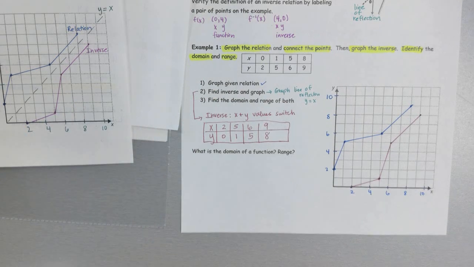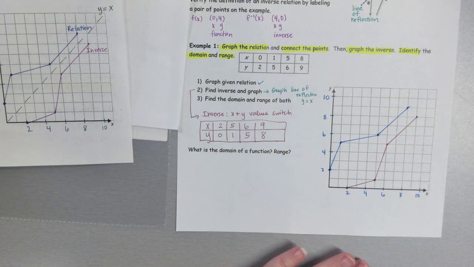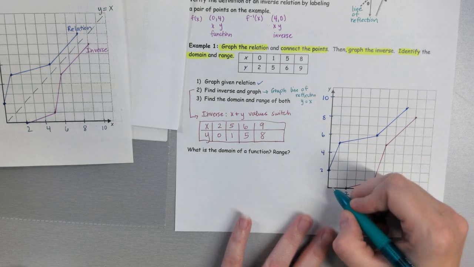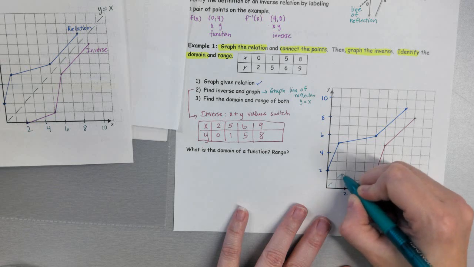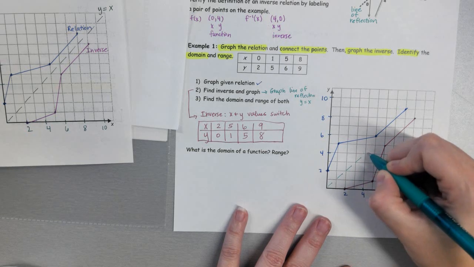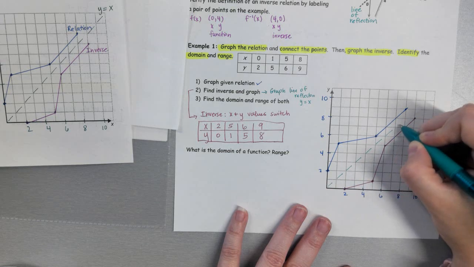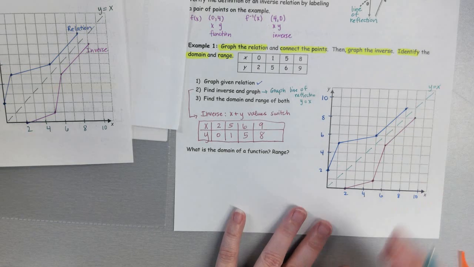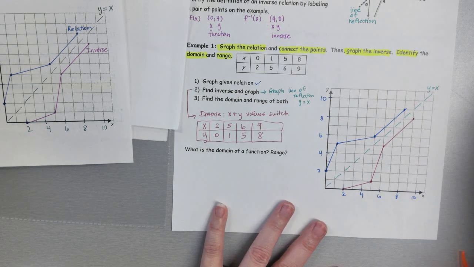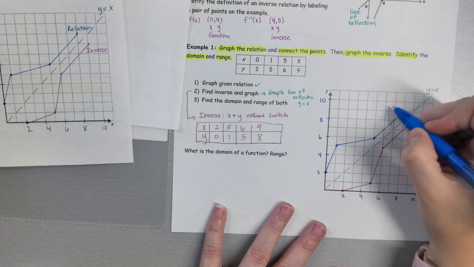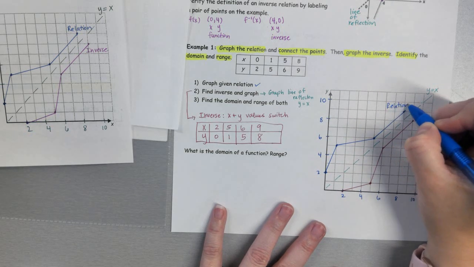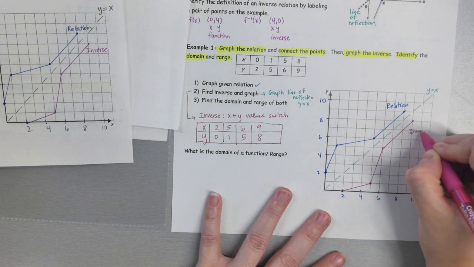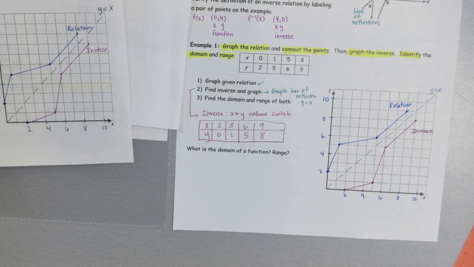Okay, so the line of reflection is y equals x. That means the y-intercept is 0, 0, so it starts here, and then the slope is 1, so you go up 1 over 1. So your line of reflection is just this line right here. Starts at 0, 0, goes up 1 over 1. That is the line y equals x. And now you can clearly see, here's your relation, here's your inverse. It is reflected over that line, y equals x.